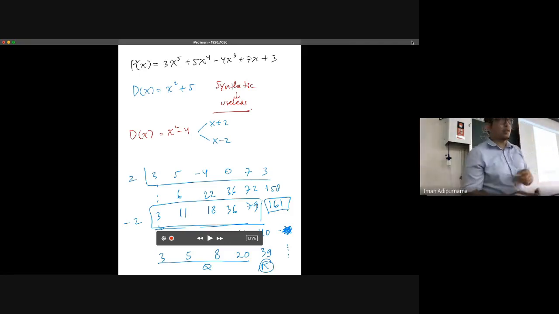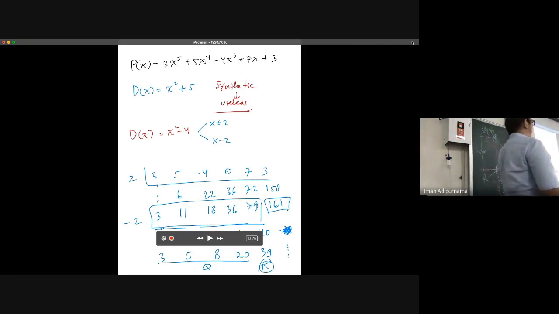Synthetic division may be faster, but you need to have exactly a linear divisor. Okay? So x minus 2, x plus 1, x plus 8. As long as it is linear, then you can do synthetic division, and you can do it faster than long division. But when you have squared, cubed, greater than 1, then use long division.